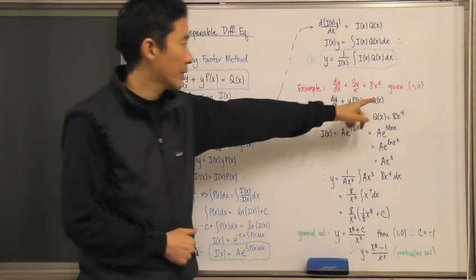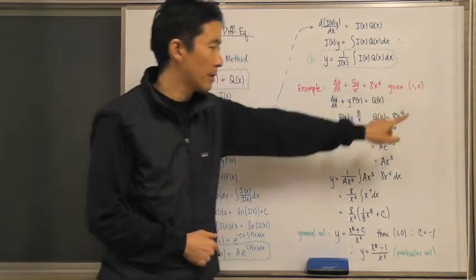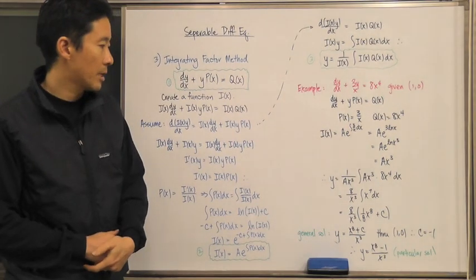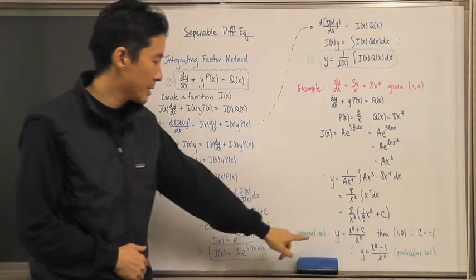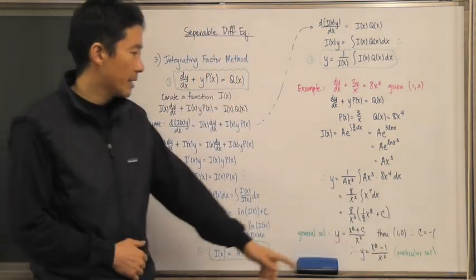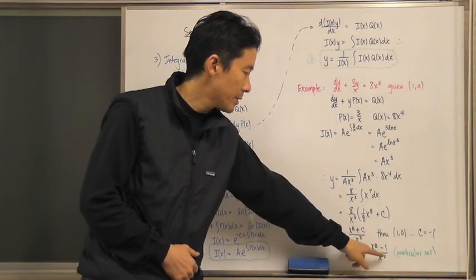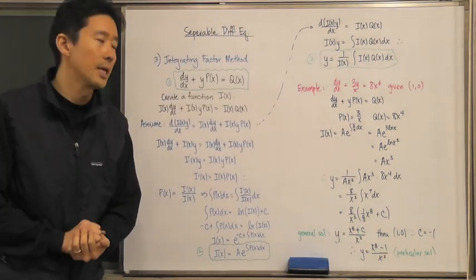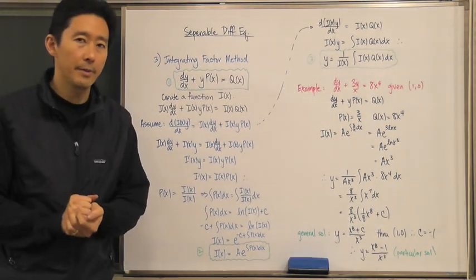Now, I know from the given problem that the particular solution that we're looking for is going through (1, 0). So if I substitute 1, 0 for x and y, then I know that c is going to be equal to -1, and I can come up with a particular solution, which is y is equal to x to the 8th minus 1 divided by x to the third. Okay, so this is the integrating factor method.